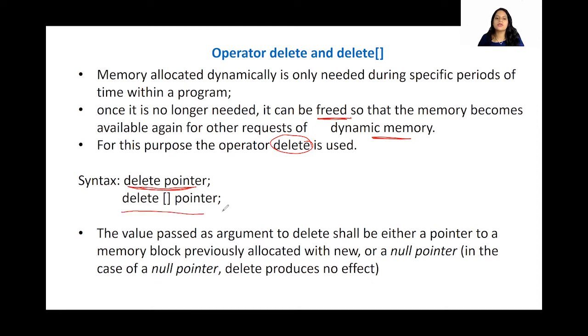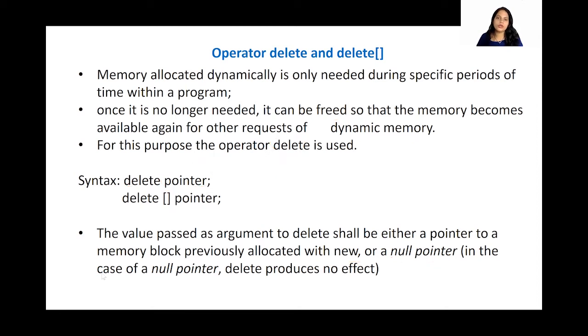Similarly, for the array, we are going to say something like this. So when we say that, whatever the memory has been allocated over here is going to get released, right? The value passed as an argument to delete shall be either a pointer to a memory block previously allocated with new or a null pointer. In the case of a null pointer, delete produces no effect. Okay. So this pointer is nothing but which holds the address of a memory block which has been declared using the new operator. Okay. So that is all about new and delete.